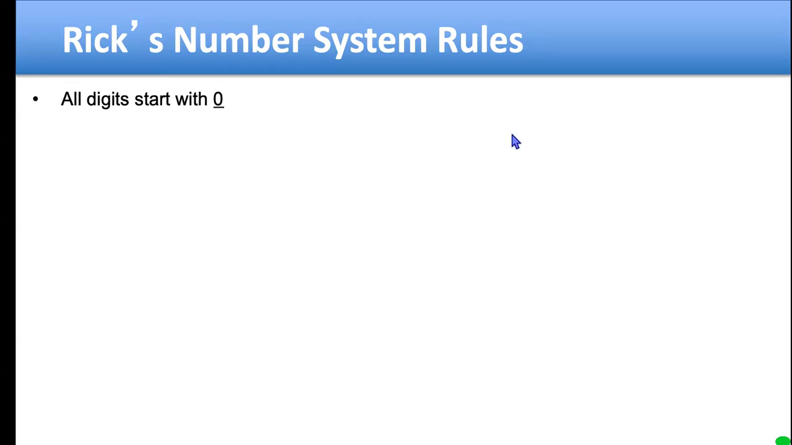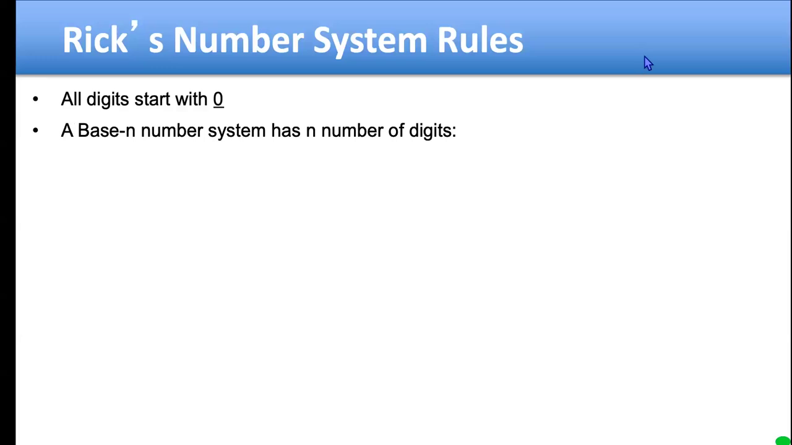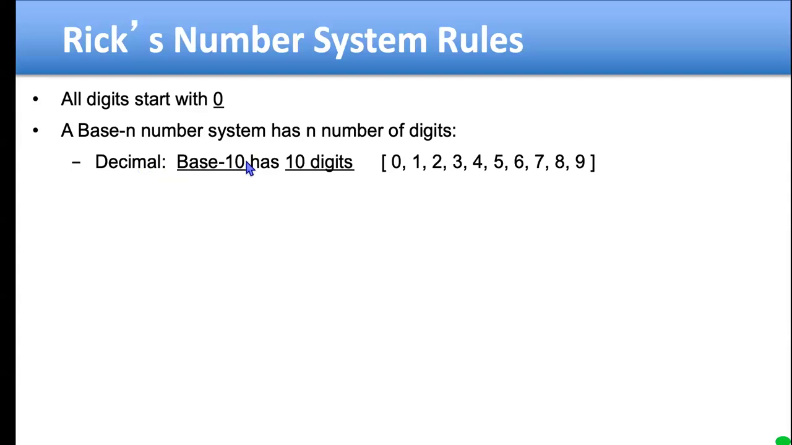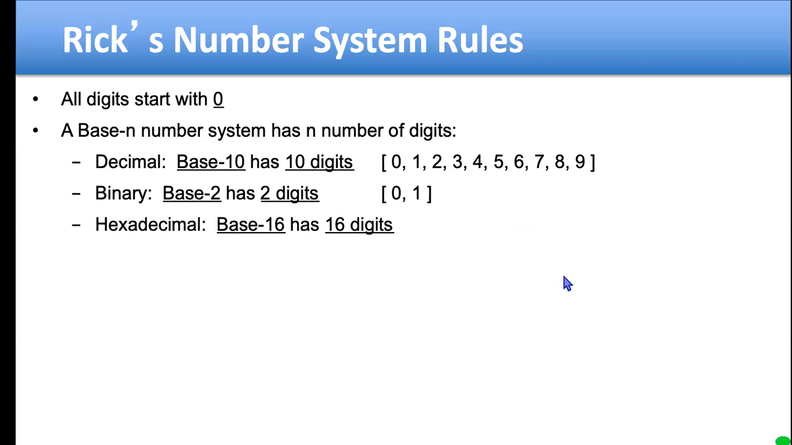No matter what number system we are talking about, base 10, base 2, base 16, the first digit is always a 0. Whatever base we are talking about, a base n number system will have that number of digits. For example, decimal is a base 10 number system, so we'll have 10 digits starting with 0. Base 2 will have 2 digits, again starting with 0. Hexadecimal, base 16, has 16 digits, again starting with 0. We'll talk more about that a little later.